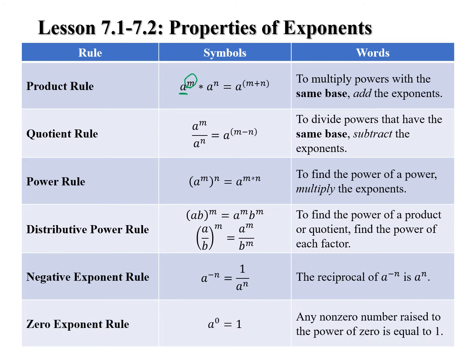The last one, and this is one just to memorize here, is the zero exponent rule, that any non-zero number raised to a power of 0 is equal to 1.